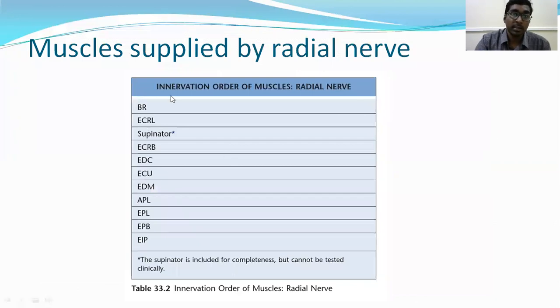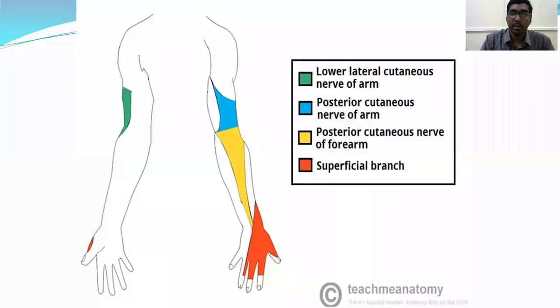So this is the list of muscles supplied by the radial nerve: brachioradialis, extensor carpi radialis longus, supinator, extensor carpi radialis brevis. And these are extensor digitorum communis, which is the 4th component of the posterior compartment of the forearm, extensor digiti minimi, which is the 6th component, abductor pollicis longus, extensor pollicis longus, 1st and 2nd components, extensor pollicis brevis, 3rd component, and extensor indicis proprius. These are the muscles supplied by the posterior interosseous nerve and radial nerve.